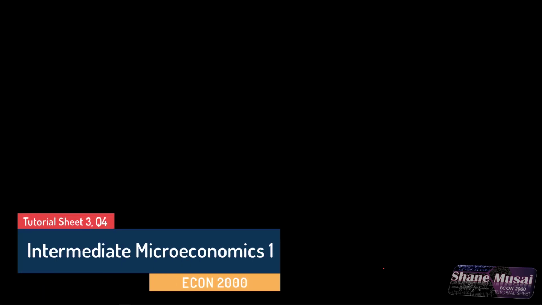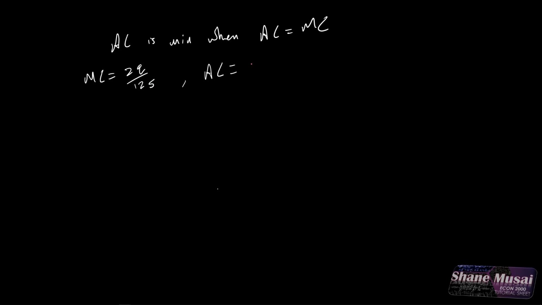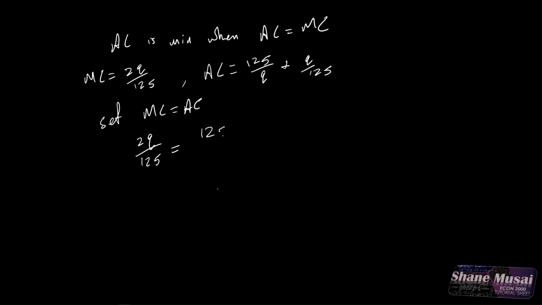There are two ways to calculate the minimum average cost. We could either take the differential, set it to 0, and solve for the minimum quantity, or we know that the marginal cost curve would cut the average cost curve at its minimum point. So we can just set the marginal cost equal to the average cost and calculate for the minimum quantity. So I will do that method. We know that the marginal cost is equal to 2Q over 125, and we know that the average cost is equal to 125 divided by Q plus Q over 125. Therefore, we set the marginal cost equal to the average cost, and we get 2Q over 125 equal to 125 divided by Q plus Q over 125.